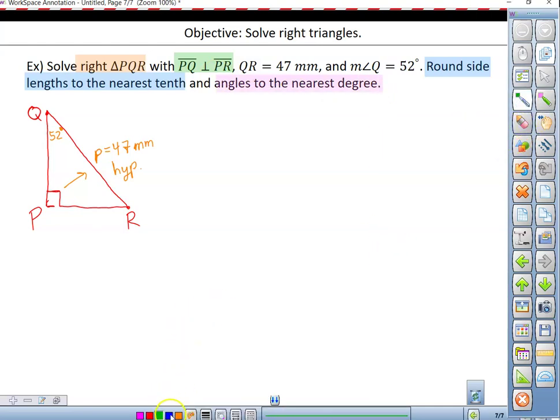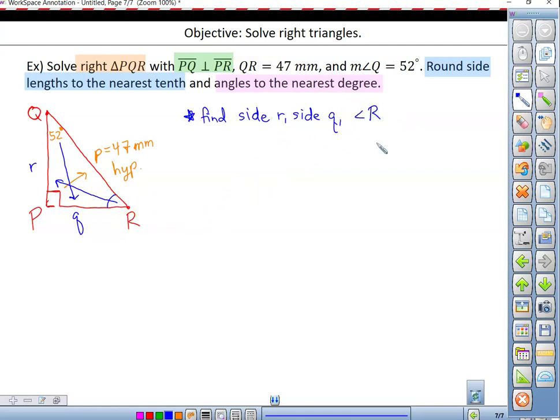So the things that I'm going to have to find, so here I have angle R, so this would be side R. And here I have angle Q, so across from it, this would be side Q. So what I have to find will be side R, side Q, and the measure of angle R.